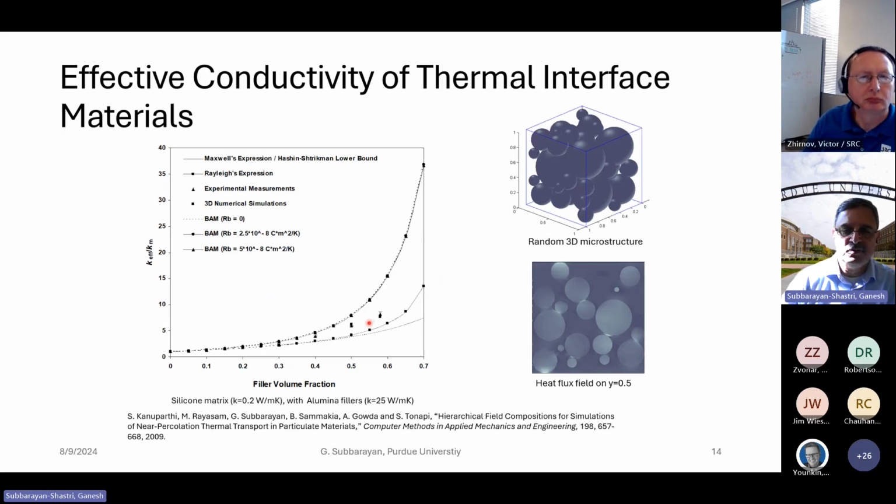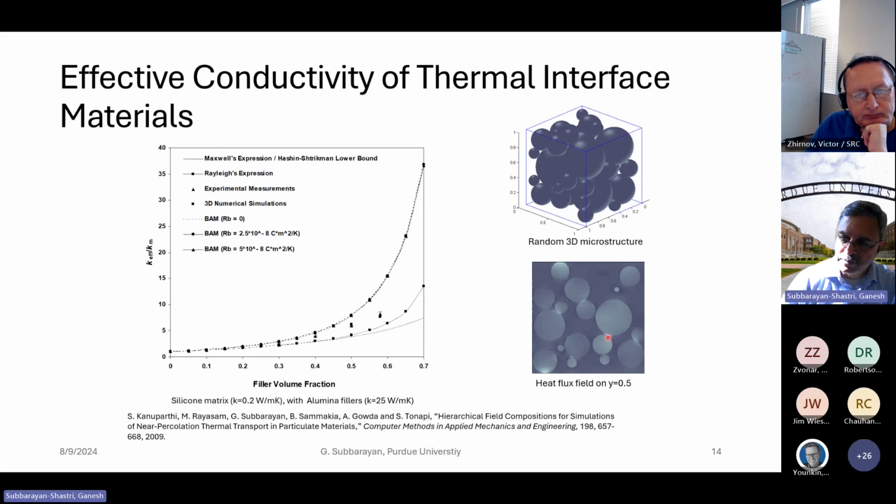So what we did was to use the computation procedure that I described, the hierarchical procedure, and then model different arrangements of this particle, many such arrangements, usually 30 such arrangements behind each square dot that you see here, which is a 3D numerical solution. And you find that you can answer quite well why the experimental data doesn't match the classical models. And that's because you're not capturing the particle arrangement.